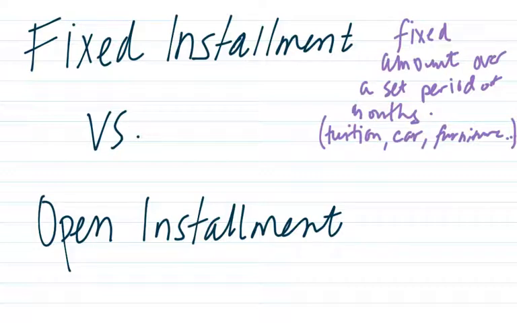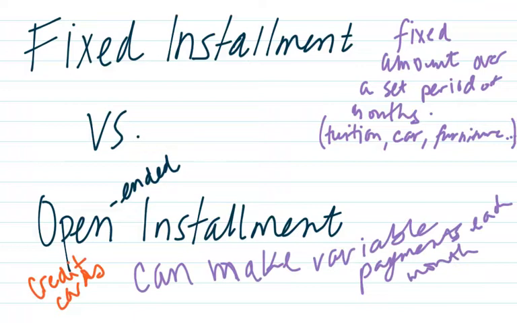Okay? Open installment or open-ended installments are when you do not have to pay a fixed amount each month, and you can choose a variable amount to pay, and there's not a set deadline by which you need to pay off the debt. So let's write that down. The most popular example of open-ended installments are credit cards. You can make a variable payment each month. You get to choose how much you pay.